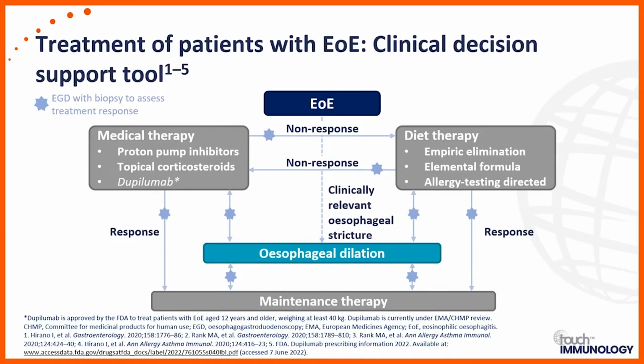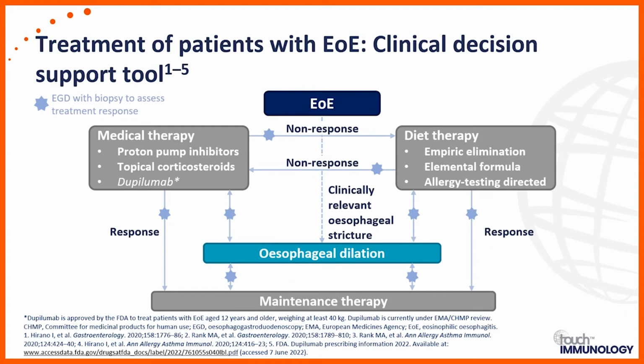Okay, we'll now move on to our last section, treating children and adults with EOE. What do the latest data show? I'd like to review this clinical decision support tool developed by the AGA for treatment of patients with EOE. So when you have a patient with EOE, they can be treated with either medical therapy or dietary therapy. Medical therapy includes proton pump inhibition, swallowed topical corticosteroids, and as of 2 weeks ago, dupilumab, which was approved by the FDA to treat patients with EOE aged 12 years and older.